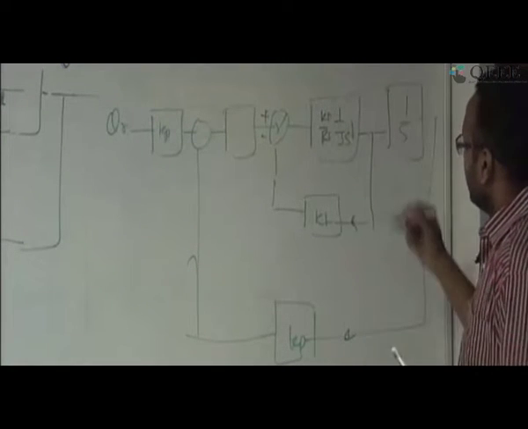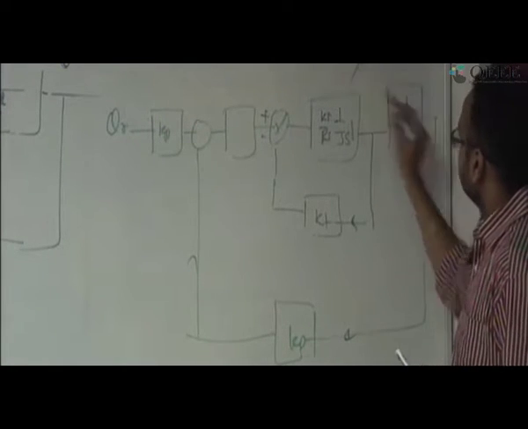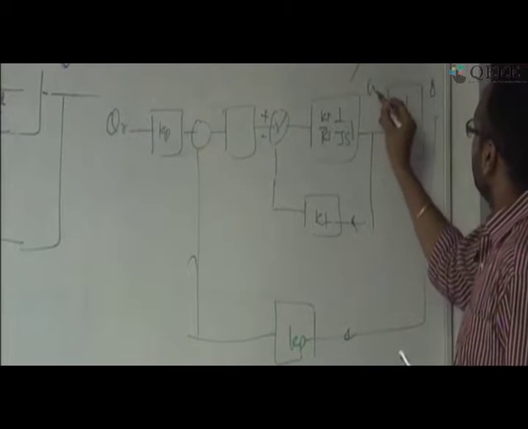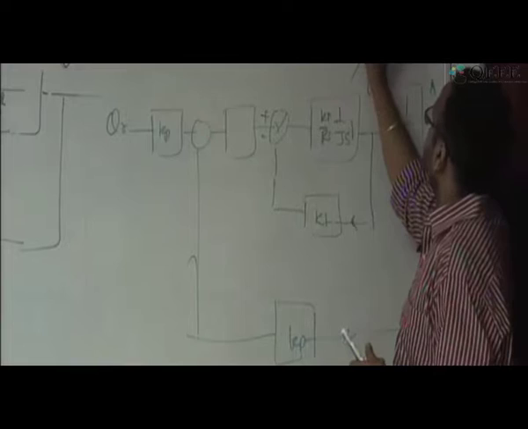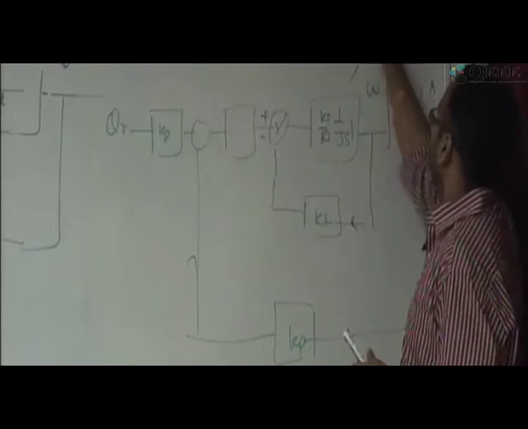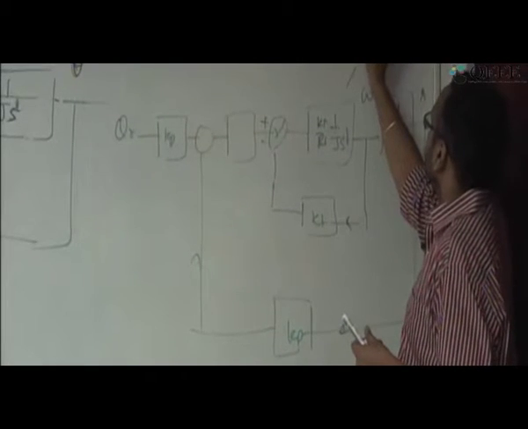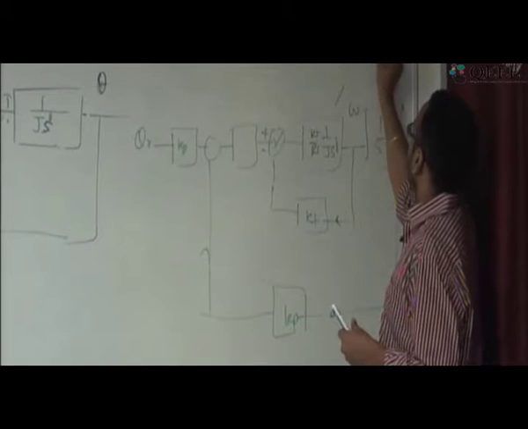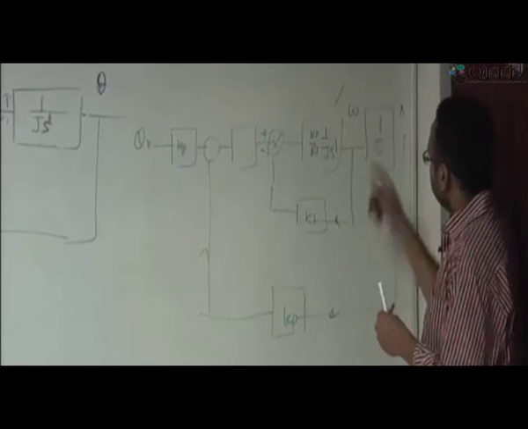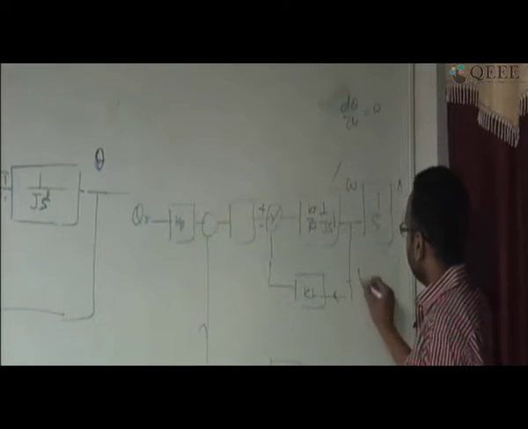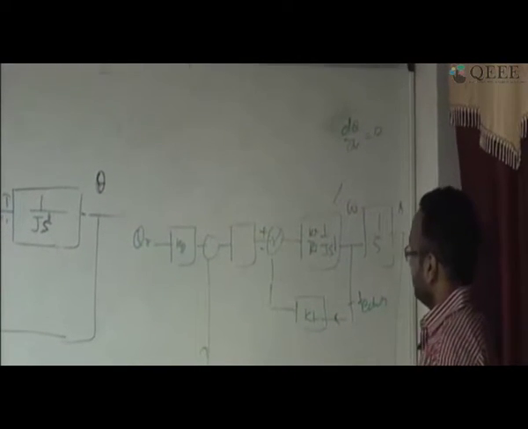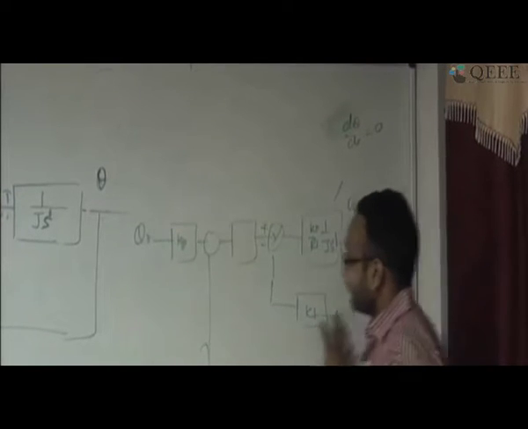Look at it, when I am taking this part, remember this is my theta. So what is this? It is omega, correct? Theta is a position. Sorry, d theta by dt is omega. So this is the integral term, so that's why you are getting it here. This I can do with any tachometer, tacho generator. That's what I want to emphasize.